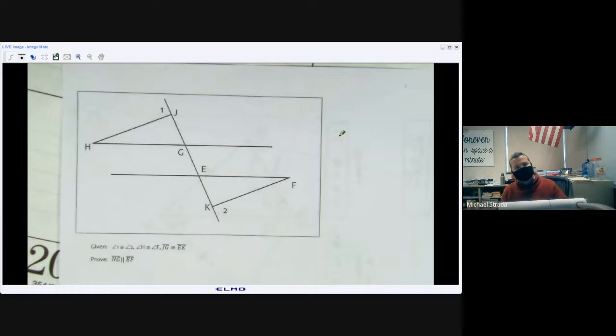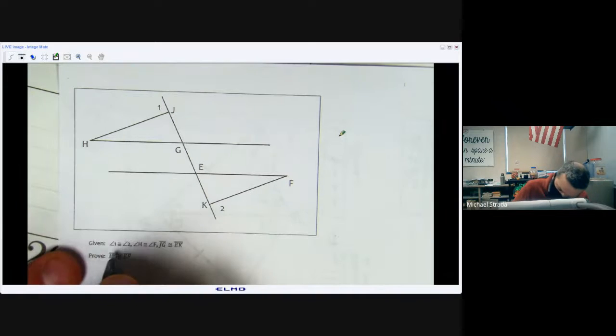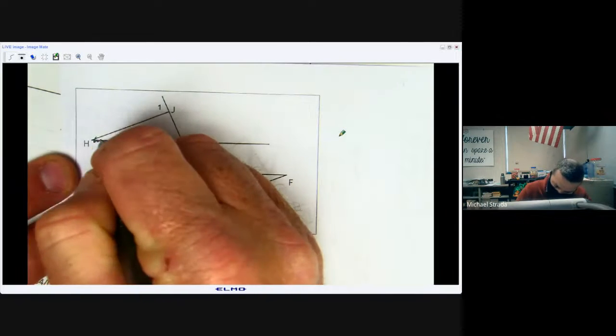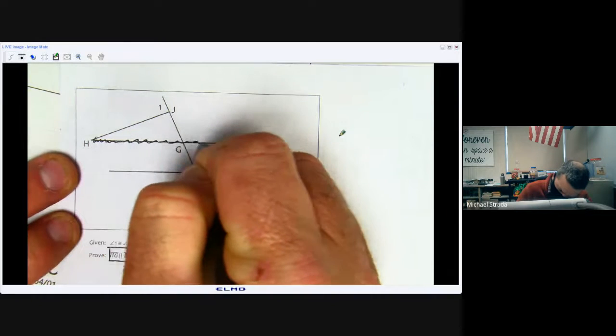All right. So here's what you're going to do. It's saying you have to prove HG is parallel to EF in the one on the left. Right? HG is parallel to EF. I'm not you, but if I was, I would darken in the lines you're trying to prove parallel.